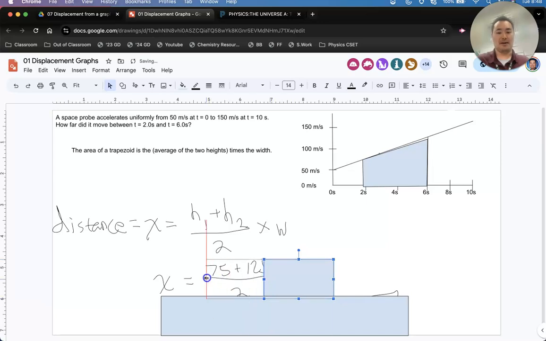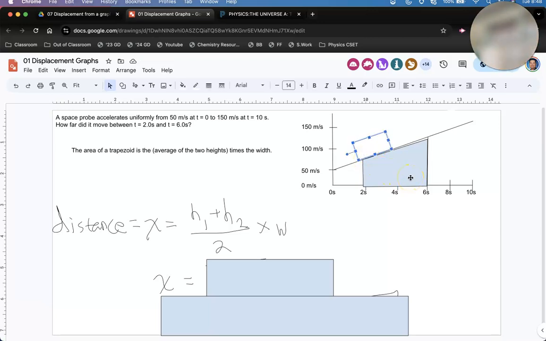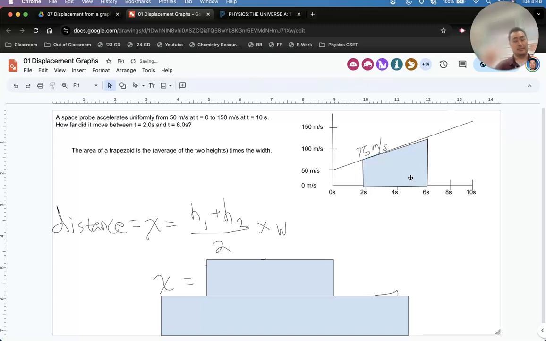Let me tell you how I got 75. Here's where you're going to need your ruler. Right at this corner, at 2 seconds, it's in between 50 and 100. So this is where you're going to give yourself an estimate. Now, if you can show me on your graph that you estimated your speed and then plugged it in, it might not match my answer key, but it should be kind of close. It should be within a few meters per second.